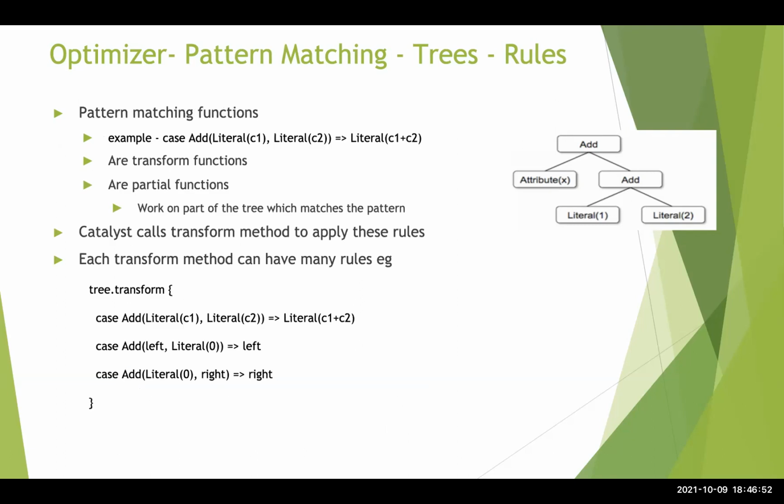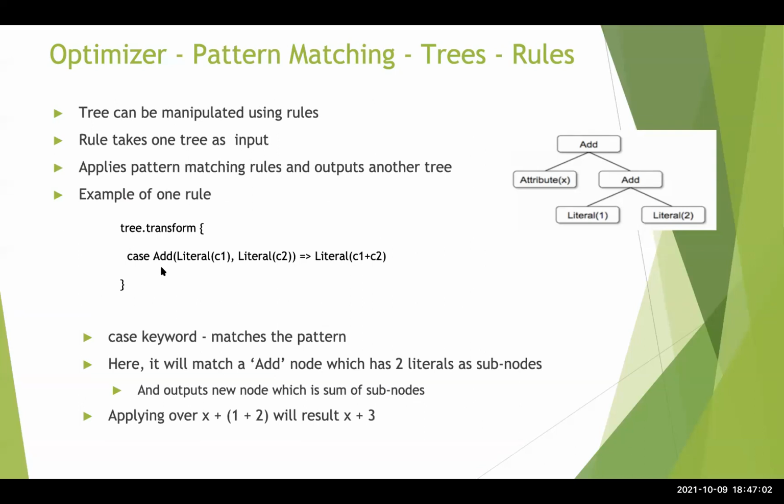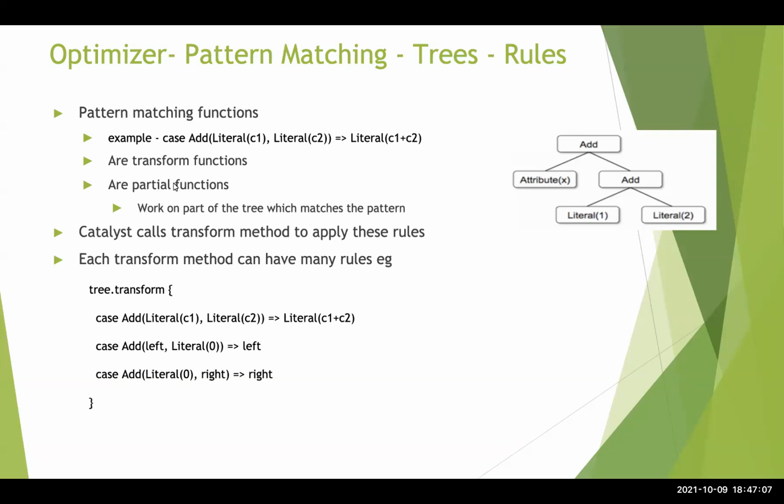Now, pattern matching functions. You see an example which we saw. These are transform functions. So in the transform method only you are calling these functions. This implementation is inside the transform method. And these are partial functions. So what are partial functions? They don't get applied over the whole tree. They get applied only on the part of the tree which matches that pattern. That's why we call them partial functions. Catalyst calls the transform method to apply these rules, and I will show in a graphical way later how that works.